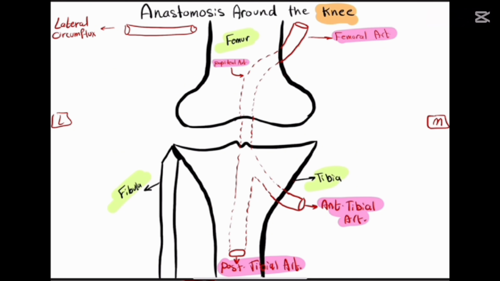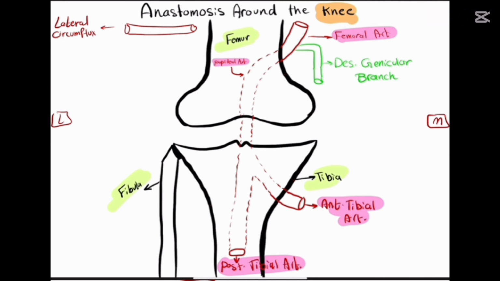A branch that will participate in the anastomosis comes out from the femoral artery, and we will call it the descending genicular branch. Another branch is the descending branch from the lateral circumflex artery. So we have the descending genicular branch of the femoral artery and the descending branch of the lateral circumflex artery.